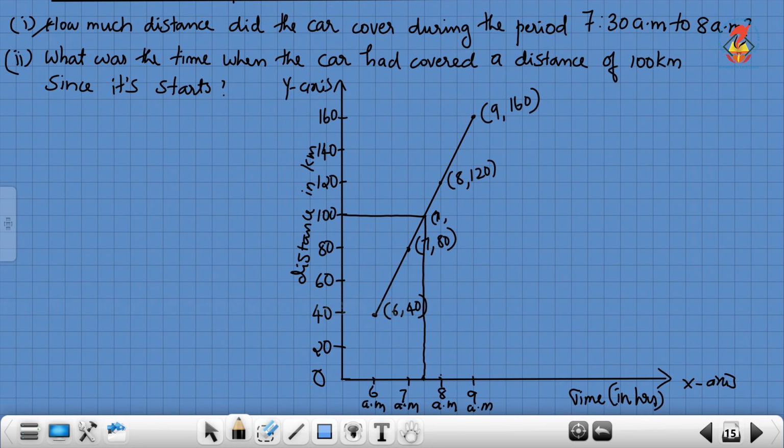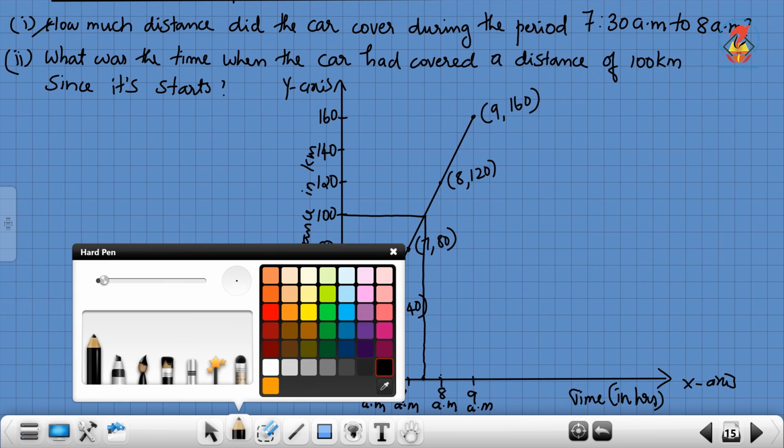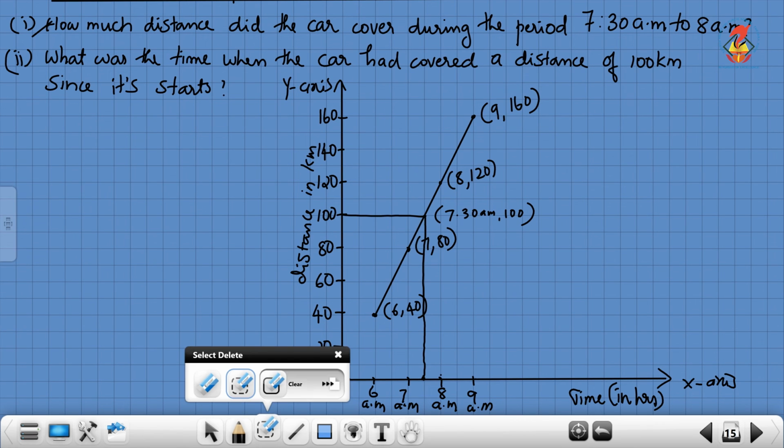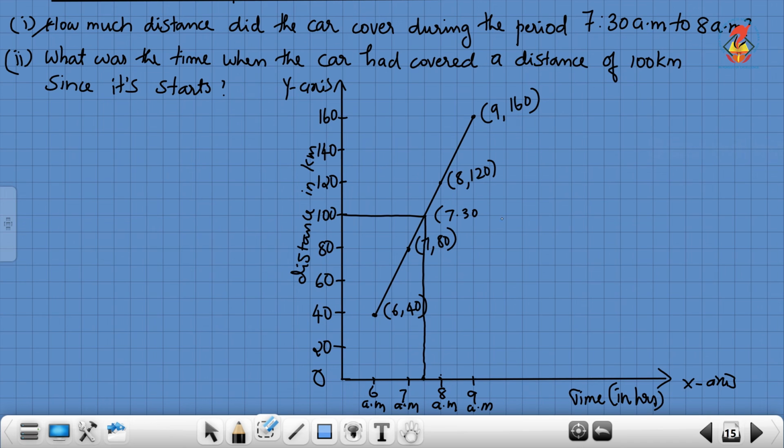Okay, 7:30, and no need to write a.m., 7:30 and 100. Next, this distance. At 8, how much distance did you cover? Be careful not to make a mistake. At 7:30, 100 kilometers. At 8 a.m., 120 kilometers. What is the difference between 120 and 100? 20 kilometers. 120 kilometers minus 100 kilometers equals 20 kilometers.